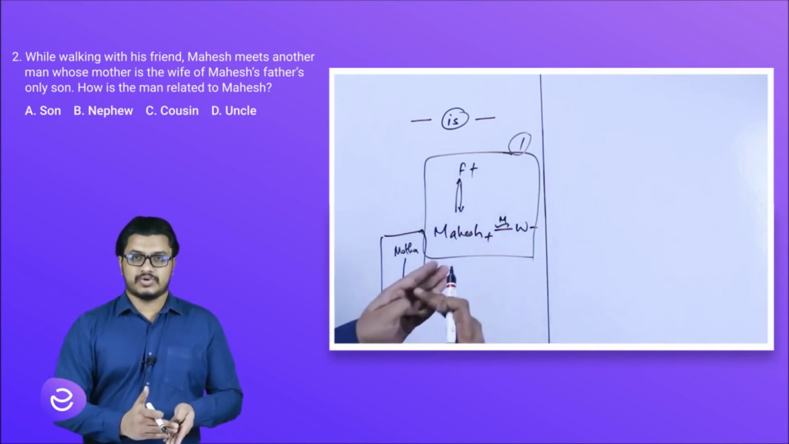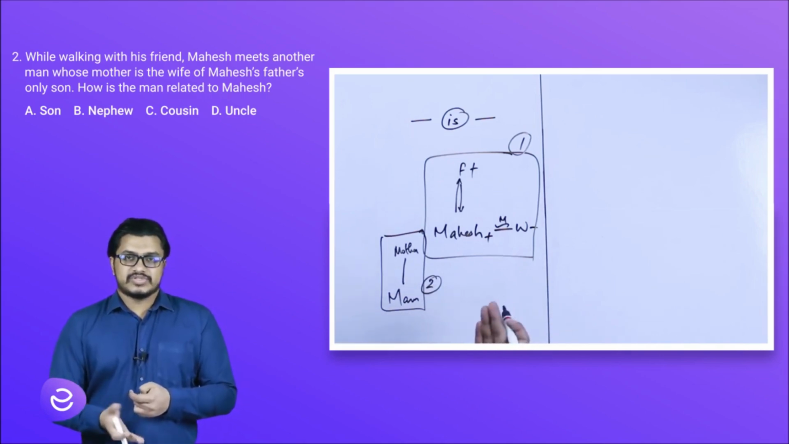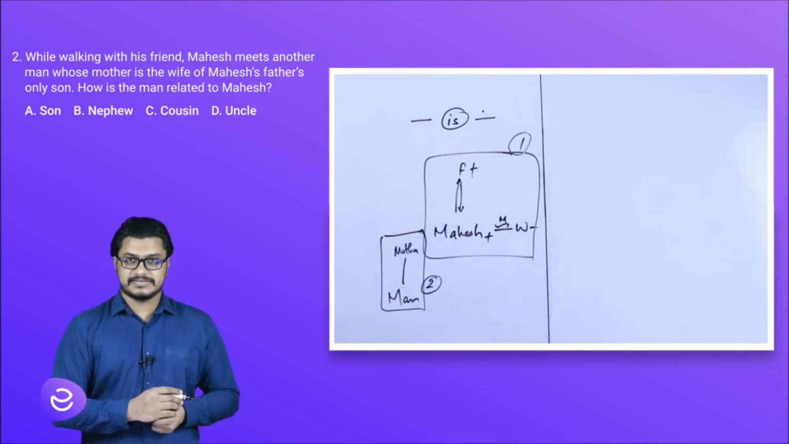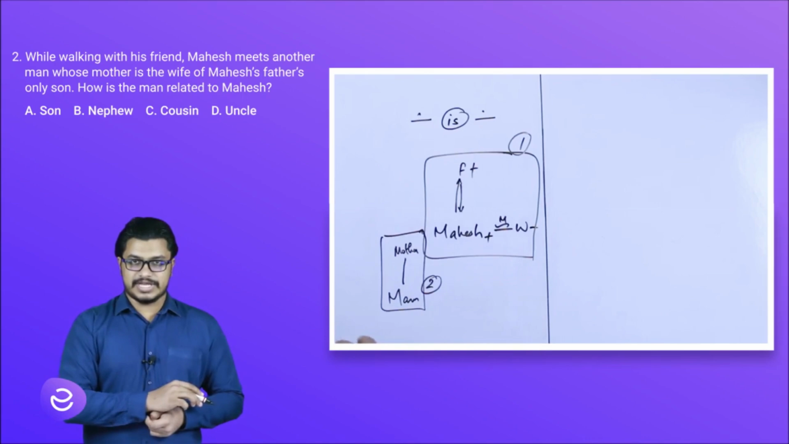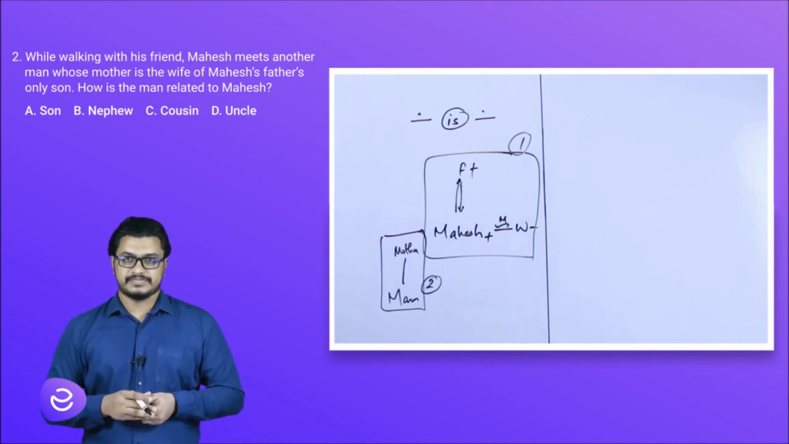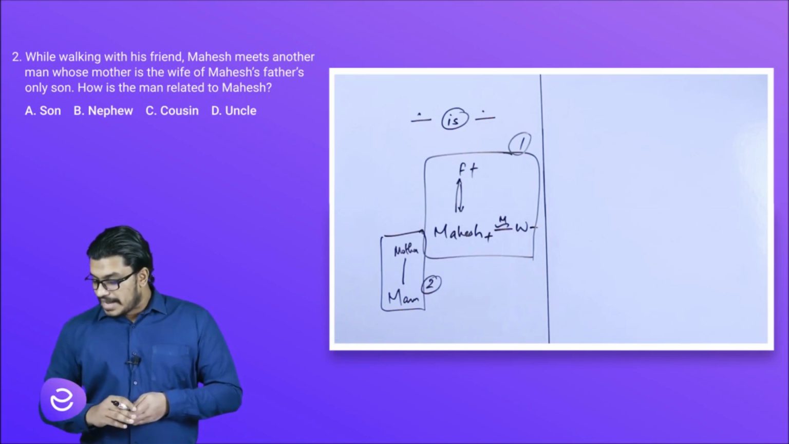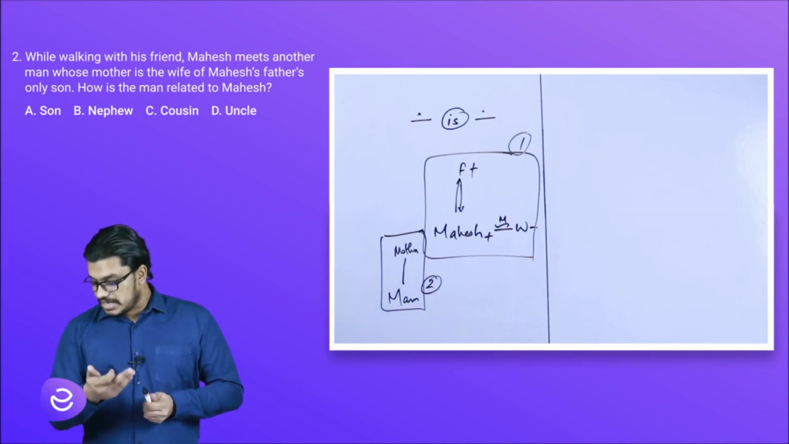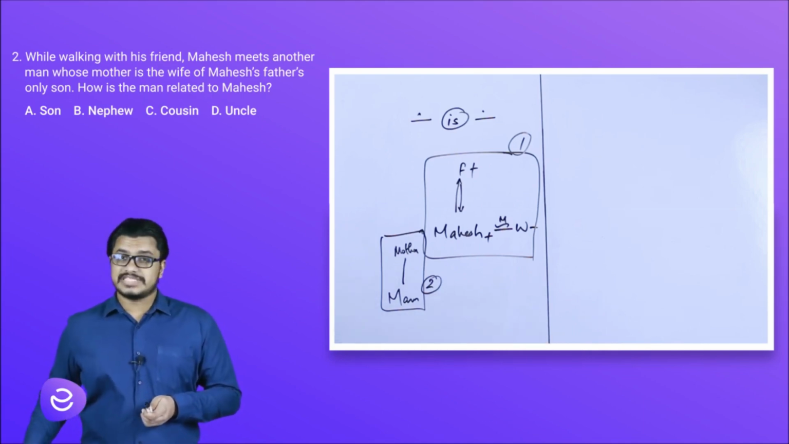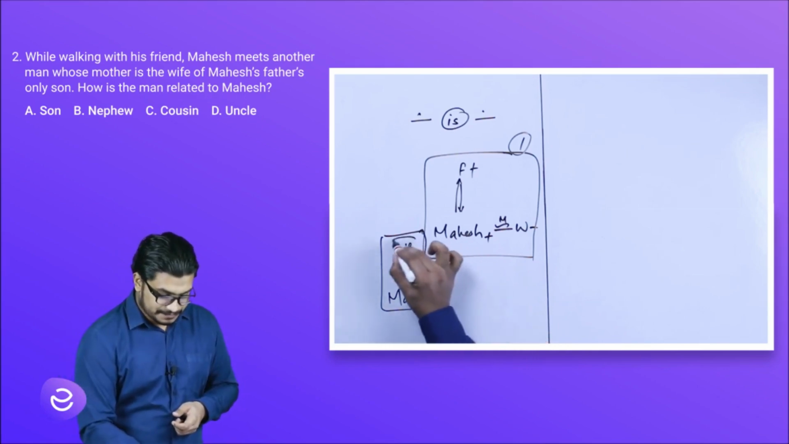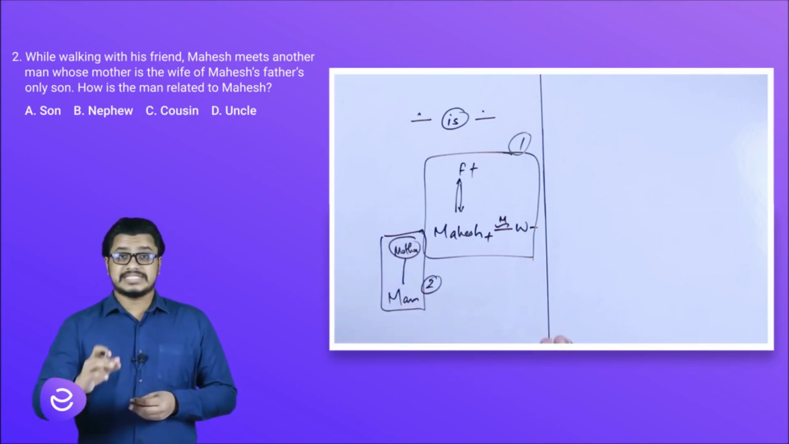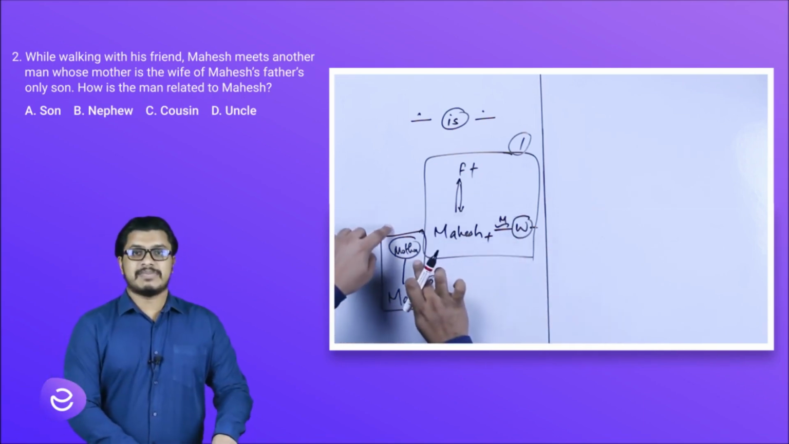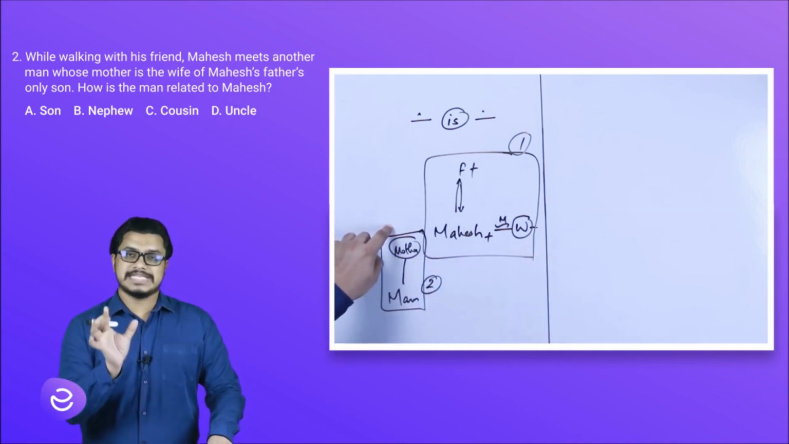So now we have to join both. So how do we join both? The thing we have to understand is that the person that comes just after "is" and the person that comes just before "is", both of them are the same person. So if you look at the question, we have Mahesh meets another man whose mother is the wife of Mahesh's father's only son. So what is the relationship just before "is"? It is mother. So this mother. What is the relation that comes after "is"? The wife. So this wife. So it means that this mother and this wife, both of them are the same person.